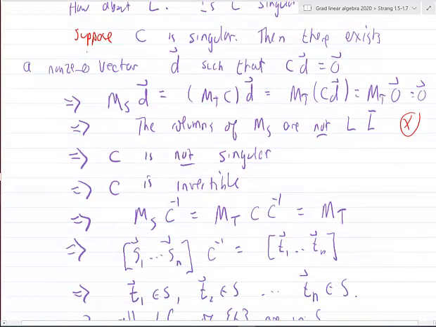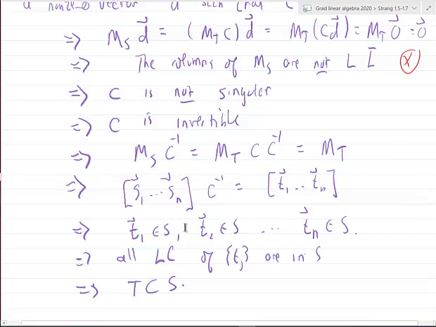What does that mean? Let's write it out again in terms of the columns. That means that the columns of MS times this matrix C inverse give me the columns of T. Now, I can break this equation up column by column. Again, each column of this matrix multiplication is a linear combination of the columns of S. That means that each column over here is a linear combination of the columns of S. What does that mean? That means that all of the basis vectors of T are in S, and that means T is contained in S.